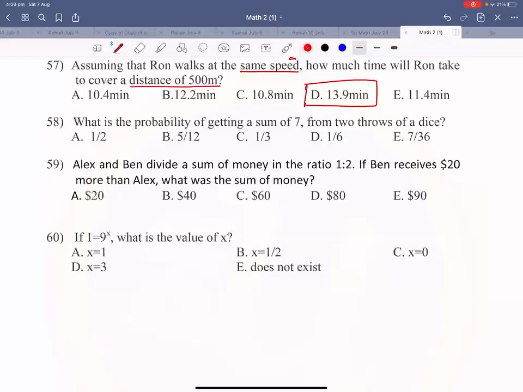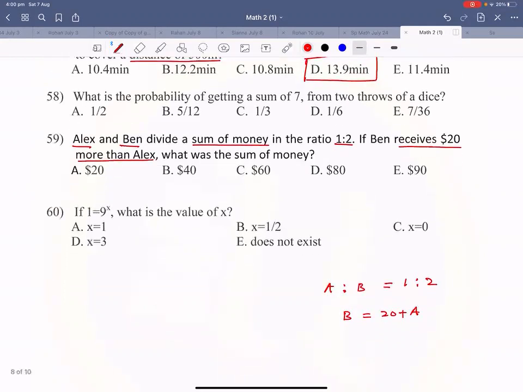Now look at question number 59. Alex and Ben divide a sum of money in 1:2 ratio. So that means Alex and Ben 1:2. If Ben receives 20 more than Alex, so that means Ben receives 20 plus A, right? So Ben is $20 more than Alex.